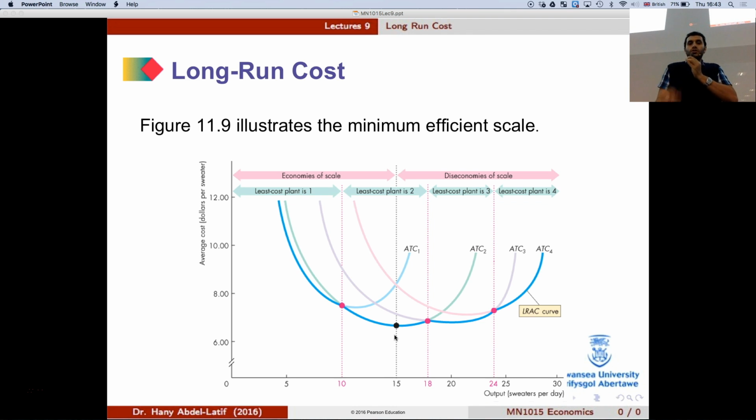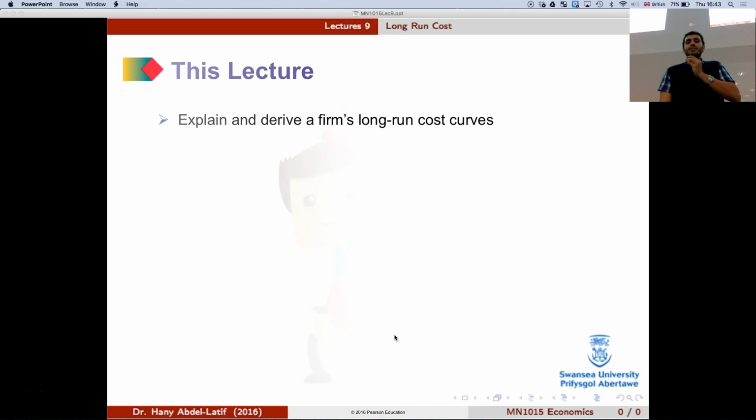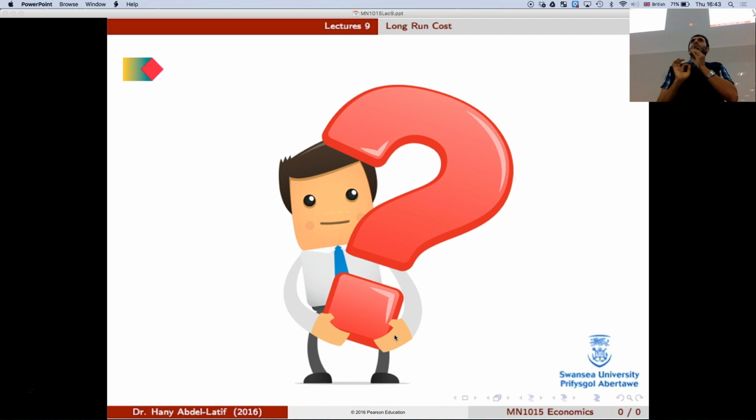And the last one is the minimum efficient scale, which is the output that will give us the lowest point on the average cost curve. Okay? So that's all we wanted to cover in this lecture.